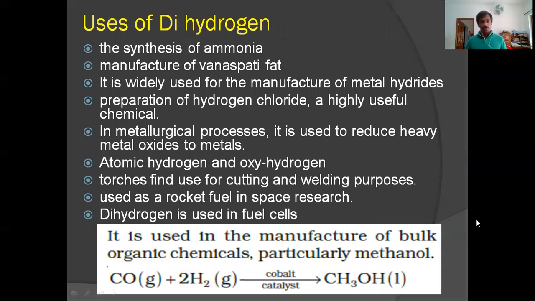Uses of dihydrogen. What are the important uses of dihydrogen? The synthesis of ammonia, manufacture of vanaspati. It is widely used for the manufacture of metal hydrides, preparation of hydrogen chloride. In metallurgical process, it is used to reduce heavy metal oxides to metals. Atomic hydrogen and oxyhydrogen torches find use for cutting and welding purpose.